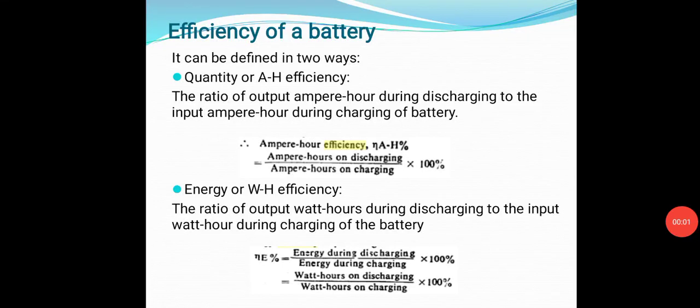Morning, dear students. So last time we have done how we can charge the battery and how the discharge reactions occur. Okay. Now today let us further move to the next topic: efficiency of battery, how we can check that.